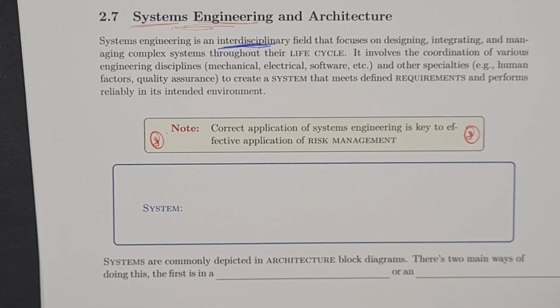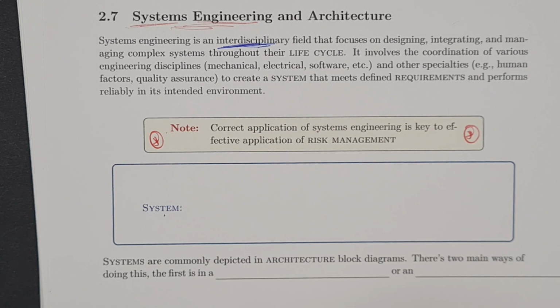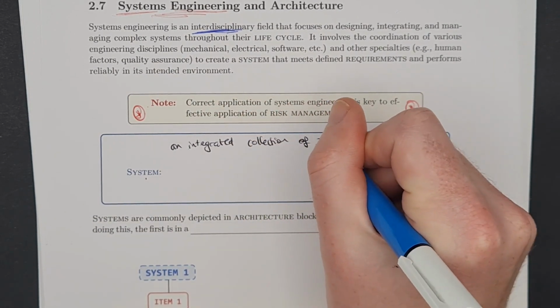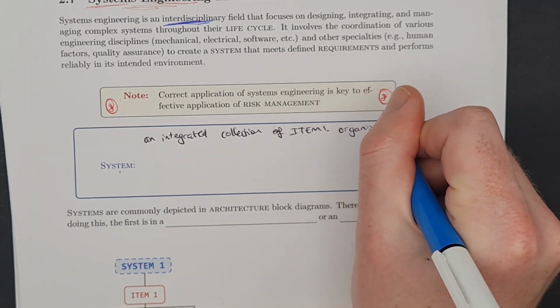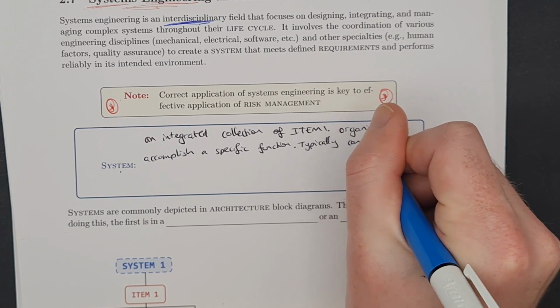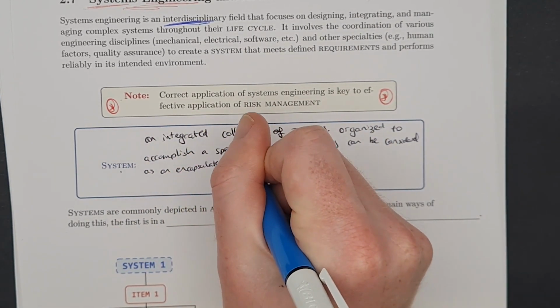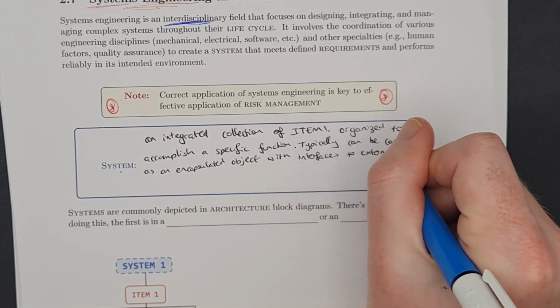Now, you may ask the question, what exactly is a system? And I'm going to write the definition out, and you can as well as you follow along. A system is basically an integrated collection of items, and items here is also going to be a defined term, which we'll cover in a moment, organized to accomplish a specific function. Typically it can be considered as an encapsulated object with interfaces to external items or users. And system verification testing may be performed on the system by interfacing it externally to mocked items.